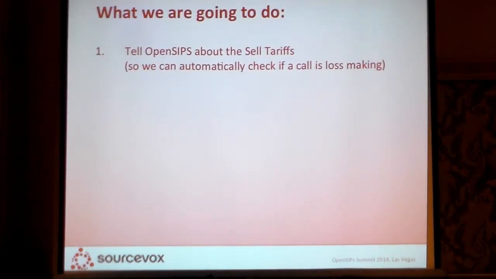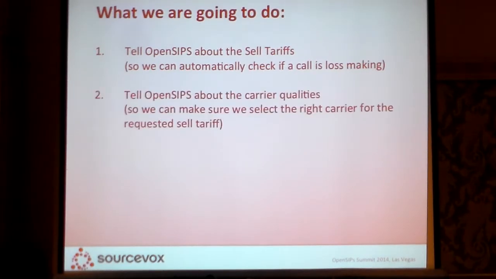We can tell OpenSIPS about the sell tariffs. If OpenSIPS knows about the sell tariffs, OpenSIPS can then check for itself if the call is going to be loss-making. So that removes the need for the external application to keep looking at sell prices and cost prices every time we get a carrier rate sheet in, and it removes the need for the external application to do that comparison 20 times a week and then upload all these carriers into dynamic routing. Because OpenSIPS knows about the sell price now.